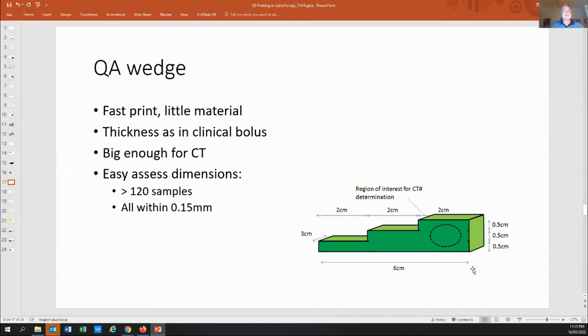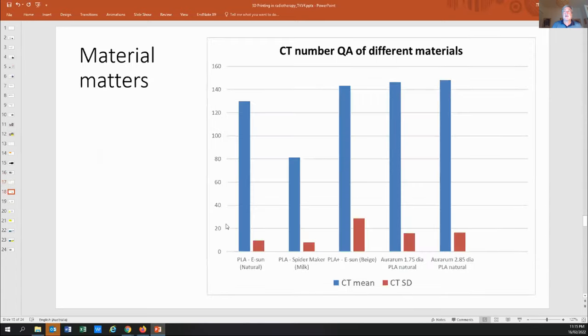Are all the dimensions still correct? We use obviously typical thicknesses, which we also would use in boluses. And by now we have not 1400 like the number of boluses, but about 1200 samples overall. They're all within a fraction of a millimeter overall.